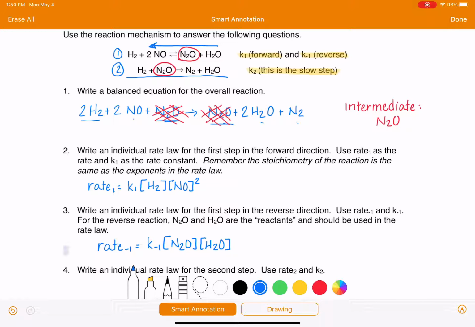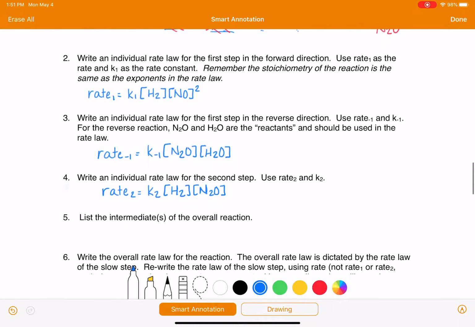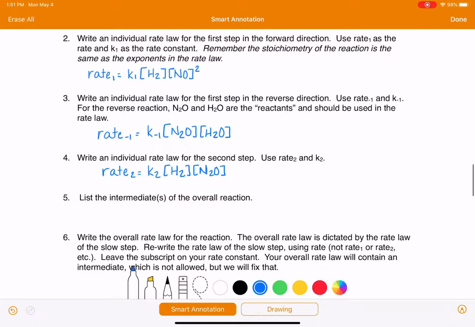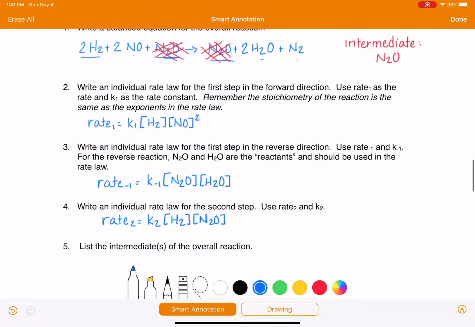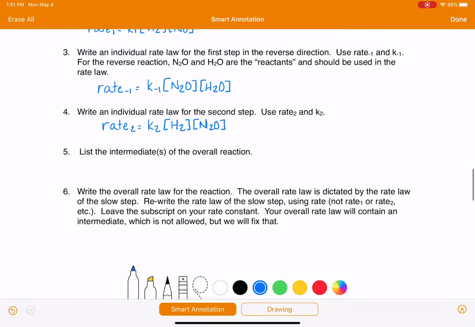And when we're going from right to left, our reactants are N2O and H2O. Now we have one more rate law, and that's for elementary step number 2. It only goes from left to right, so we don't have a minus. This is rate 2 is equal to K2 times the reactants H2 and N2O. Oh, and so here we go. I told you it was going to eventually ask, what are the intermediates? We decided that the intermediate was N2O.